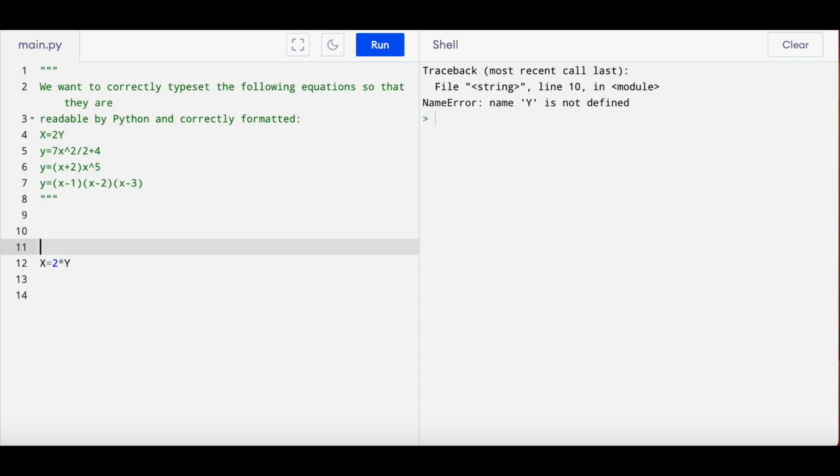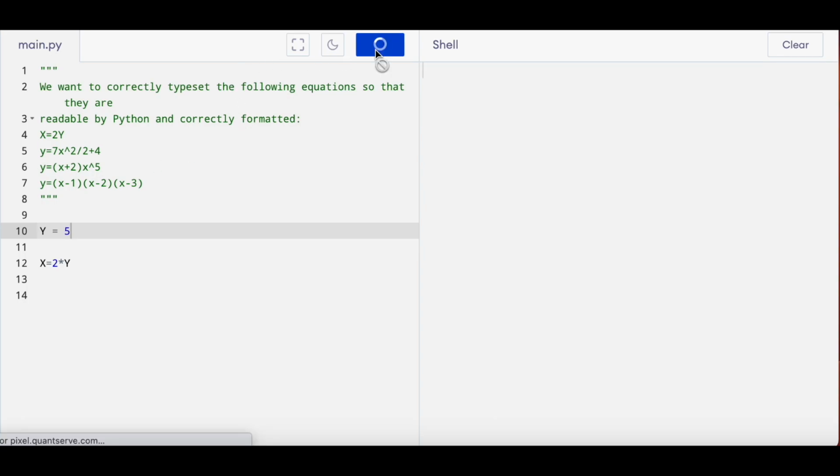In order to test this, not to make this equation validly formatted, but to test it, we do have to give y a value to see if everything runs. And then if we want to make sure that the equation evaluated correctly, over here in the shell, we can just type x and just see what the value ends up being, which is 10. And that's good because y is 5, so 2 times 5 is 10. If you want to typeset 2y in Python, this is the way to make it work in terms of syntax.